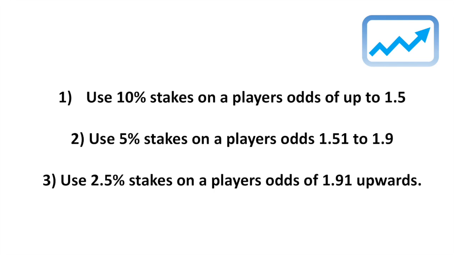And just to be clear, these percentage stakes are the percentage of your total bank set aside for this system. So your 10% stakes will be 10% of your bank. In our example £100 bank, 10% would be a £10 stake. A 5% stake would of course be £5, and a 2.5% stake would be £2.50.